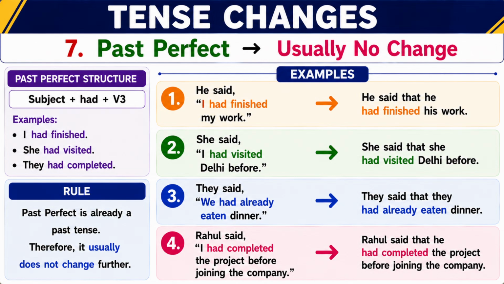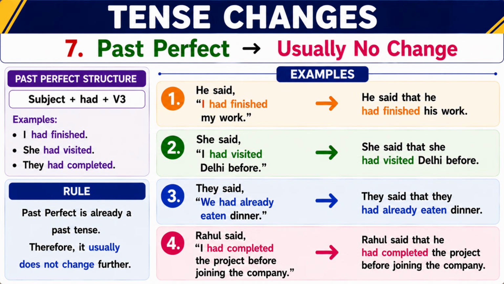The structure of past perfect is subject plus had plus third form of the verb. Examples are, I had finished. She had visited. They had completed. Remember this rule. Past perfect is already a past tense, so it usually does not change further.